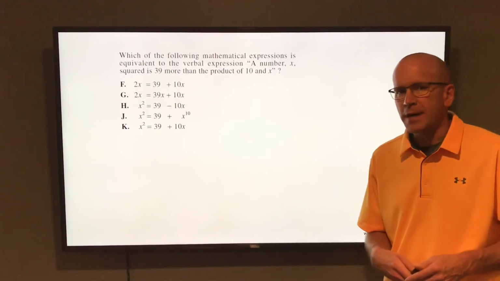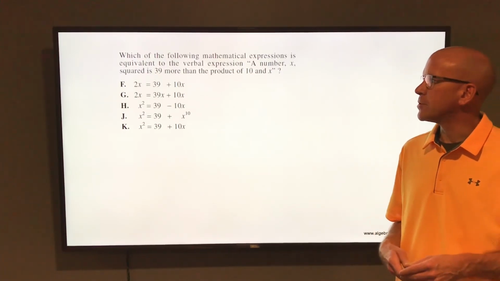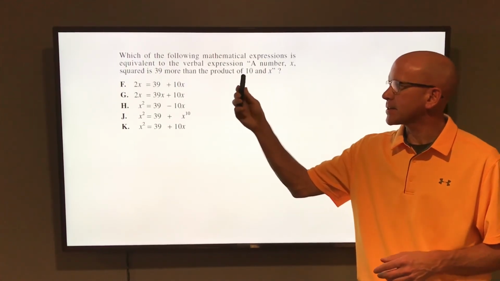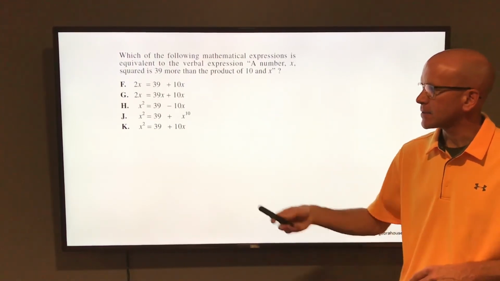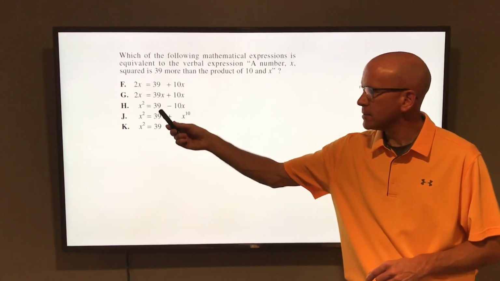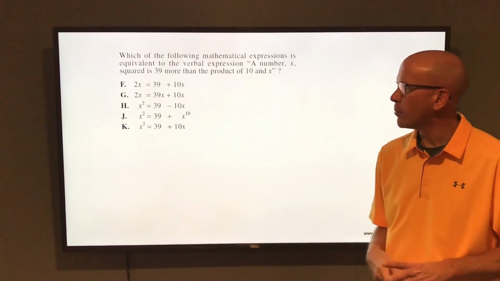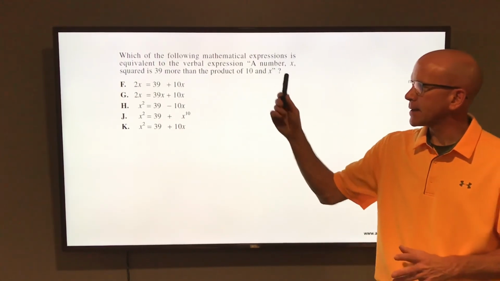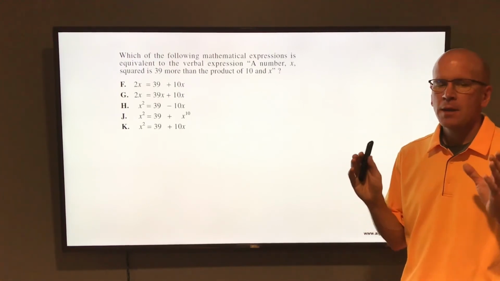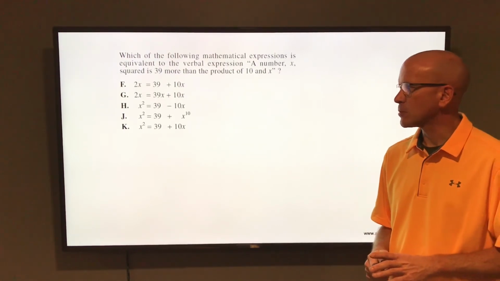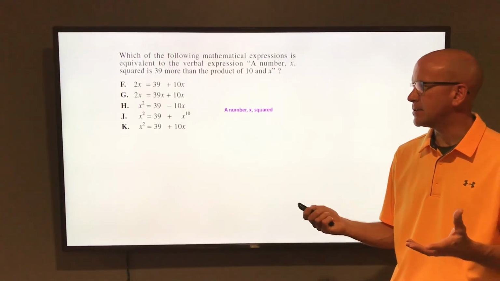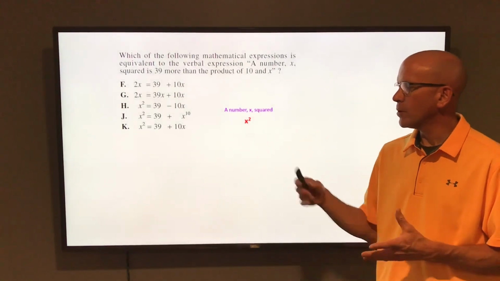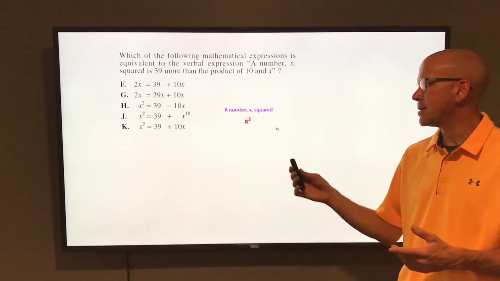Which of the following mathematical expressions is equivalent to the verbal expression, a number x squared is 39 more than the product of 10 and x? So you're deciding which of these expressions matches that verbal phrase. A number x squared is. Where the word is, that's where your equal sign goes. So a number x squared, just take x and square it. Again, where the word is, that's where your equal sign goes.